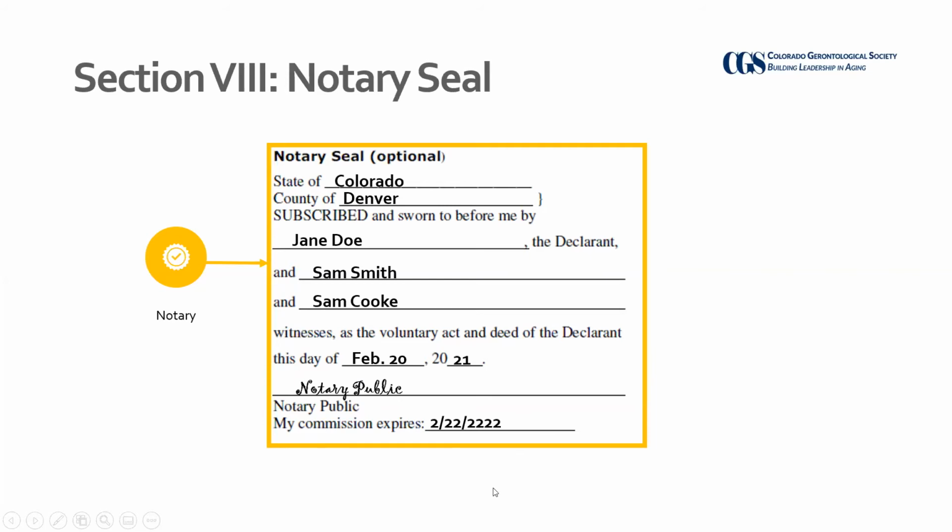So I often get a question about what happens if the commission expires on the notary seal placed on my document. Does my document become null and void at that time? And the answer is no. The way that notary commissions work, they're set for a certain number of years. And when you're completing the notarization process, you need to indicate when it expires, so it's known that this document was completed during a valid commission.